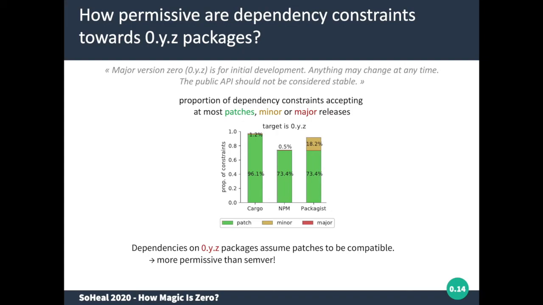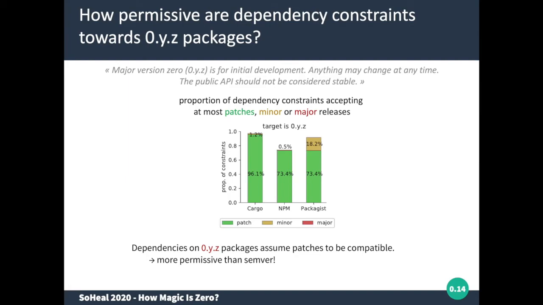So the next question is related to semantic versioning. According to the semantic versioning policy, if you have a package that is in version 0, it's considered initial development. So this basically means that anything may change at any time. So even patch updates of these packages might be backward incompatible and might lead to breaking changes in its dependencies.